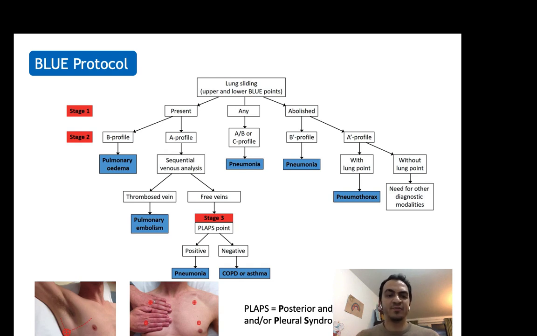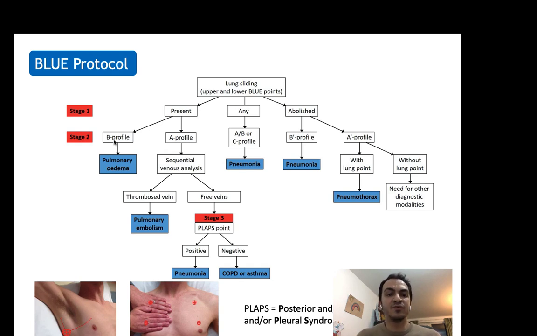So when we have a patient presenting with acute shortness of breath and hypotension, one of the important protocols described is the BLUE protocol, which is bedside lung ultrasound in emergency. When I utilize lung ultrasound to get to the most probable diagnosis of this acute deterioration, the first thing I look at is lung sliding, by looking at the upper and lower blue points according to this picture here. So I scan the upper and lower blue points on the right and left and see if there is sliding or not. If I see sliding, then I see if there is B profile or not.